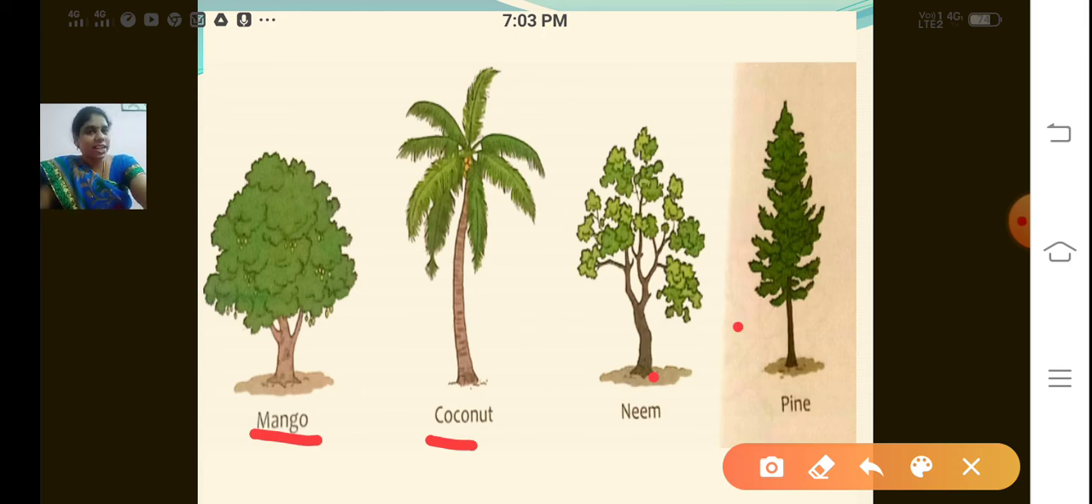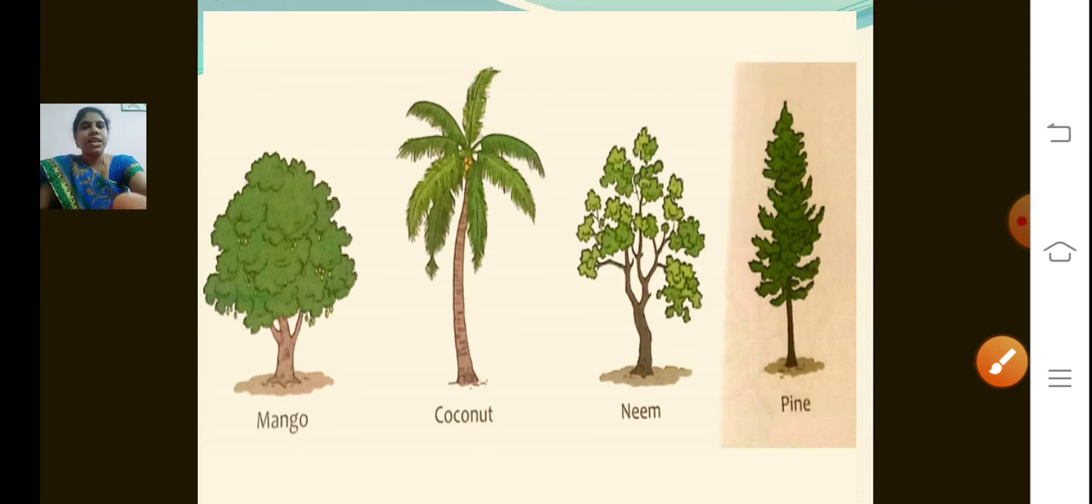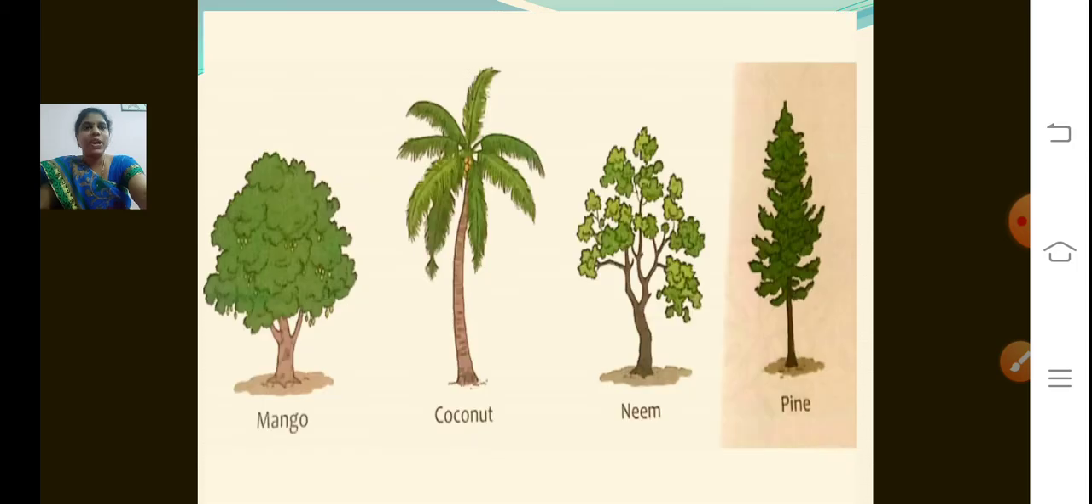What are the examples for big plants? Mango tree, coconut tree, neem tree, and pine tree. These are all the examples of big plants. Big plants are called trees. They have a single thick stem called trunk.